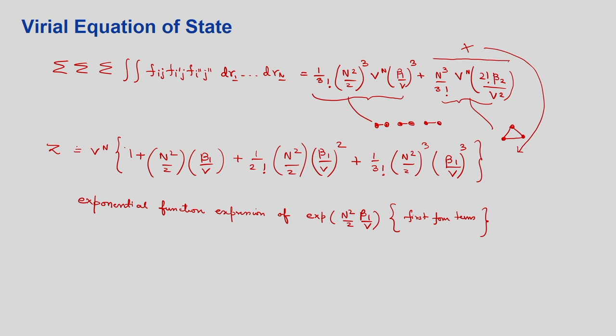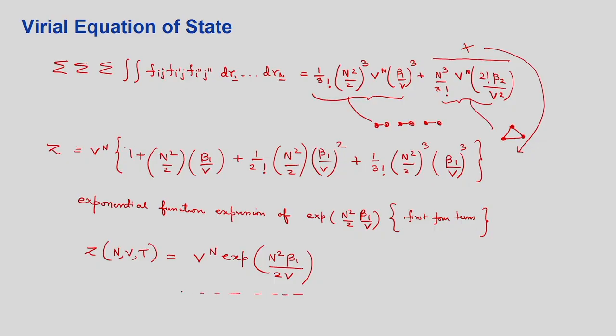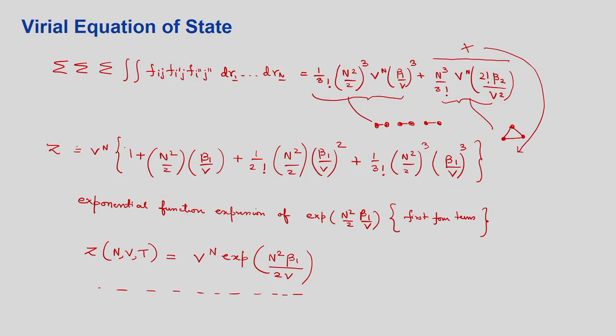So now I have an expression for Z, the configurational integral, as V to the power of n into exponential of n square beta 1 by 2V. So you can express the configurational integral in terms of beta 1. This is the expression for the configurational integral when you take only beta 1. I am not including beta 2. We will see later what the effect of beta 2 is. Let us make it very simple. Here we have these beta 2 terms, which are closed shell integrals.